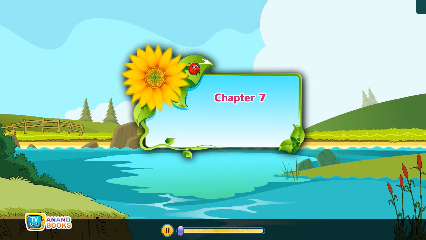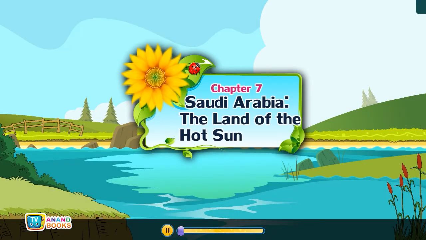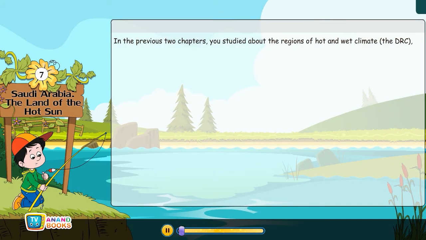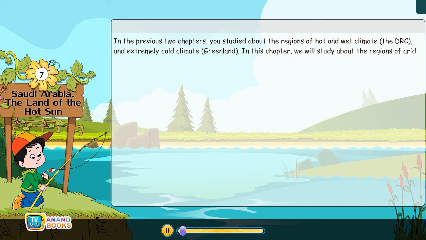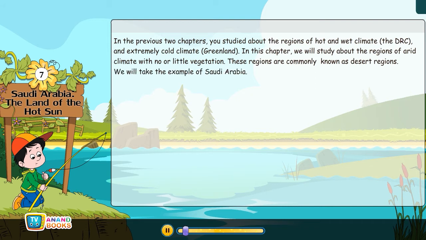Chapter 7. Saudi Arabia, the land of the hot sun. In the previous two chapters, you studied about the regions of hot and wet climate, the DRC, and extremely cold climate, Greenland. In this chapter, we will study about the regions of arid and dry climate with no or little vegetation. These regions are commonly known as desert regions. We will take the example of Saudi Arabia.